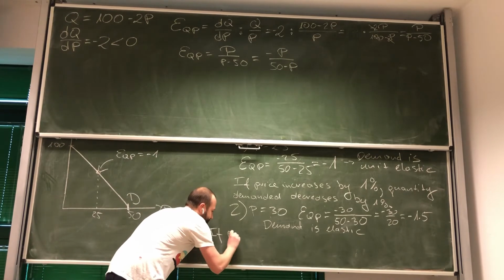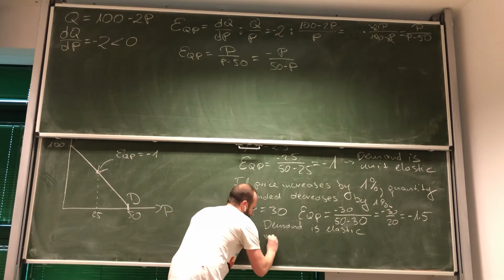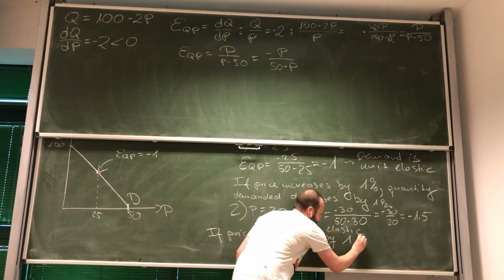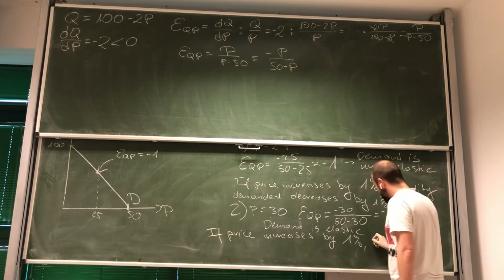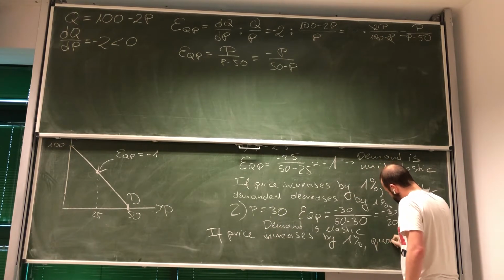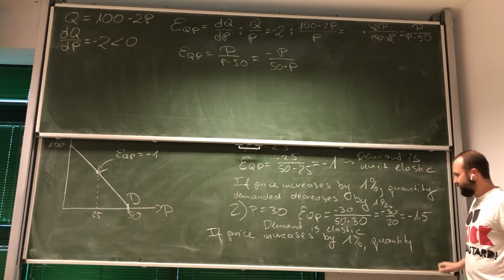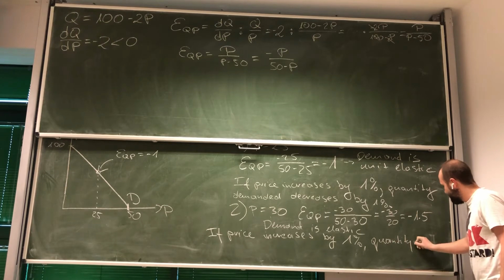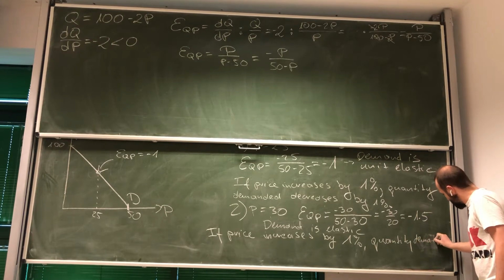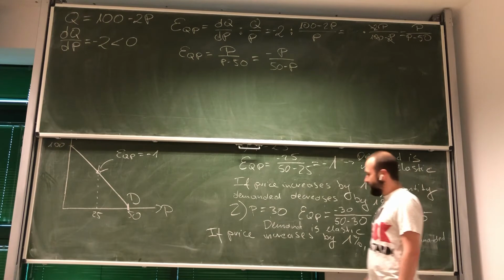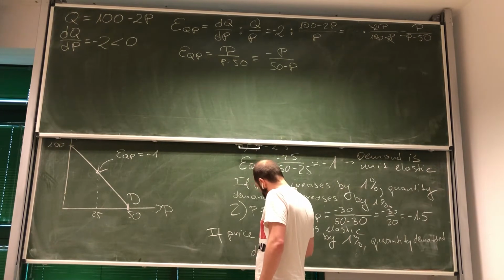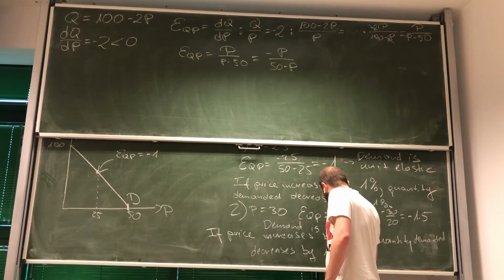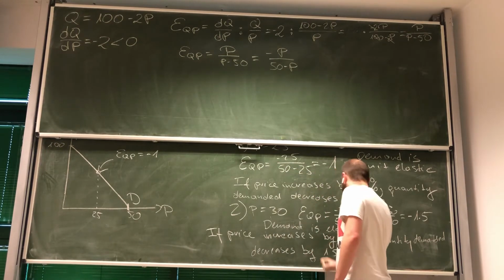If price increases by 1%, quantity demanded decreases by 1.5%.